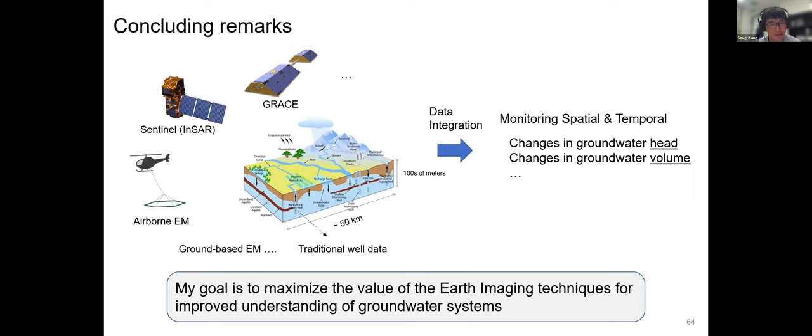And my goal is to maximize the value of earth imaging techniques, especially electromagnetic geophysics, for improved understanding of the groundwater system. And sometimes this is obviously beyond my scope and what I can solve. So I absolutely need to collaborate with people from multiple disciplines and multiple sectors, in academia, commercial sectors, or institutions. But what really inspires and excites me is the fact that geophysical data can actually play an important role to fill in the data gap and improve understanding about the groundwater system, and that could make a high impact to the public living there.